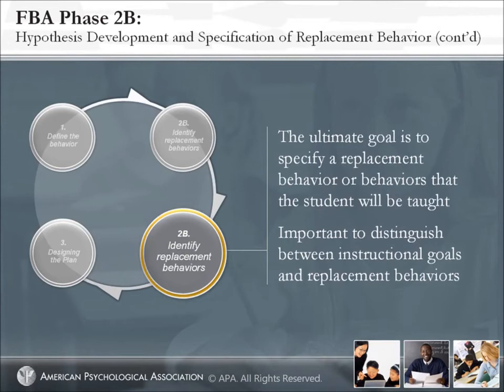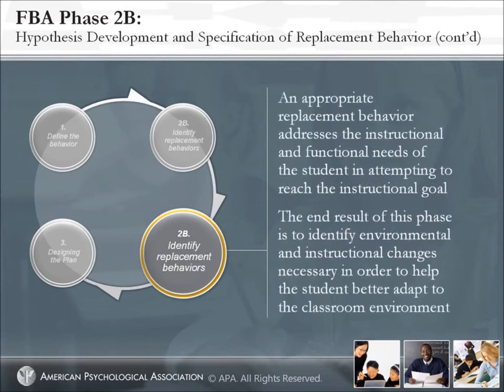For a student who is often out of her seat because she frequently approaches the teacher with questions, increased time in seat is an appropriate instructional goal. It does not, however, represent a replacement behavior. An appropriate replacement behavior, such as asking peers for help before approaching the teacher, addresses the instructional and functional needs of the student in attempting to reach the instructional goal.